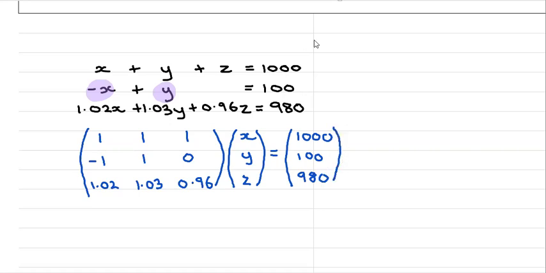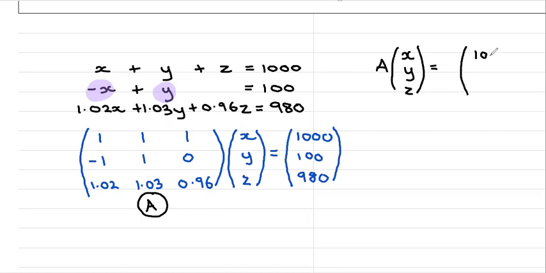Okay, so if you like, we could call this matrix here A. And to solve the system of equations, remember, of course, that I've got A multiplied by the column vector x, y, z equal to another column vector, which is 1,100 and 980. So to use an inverse matrix for this, multiplying on the left-hand side by the inverse of A.